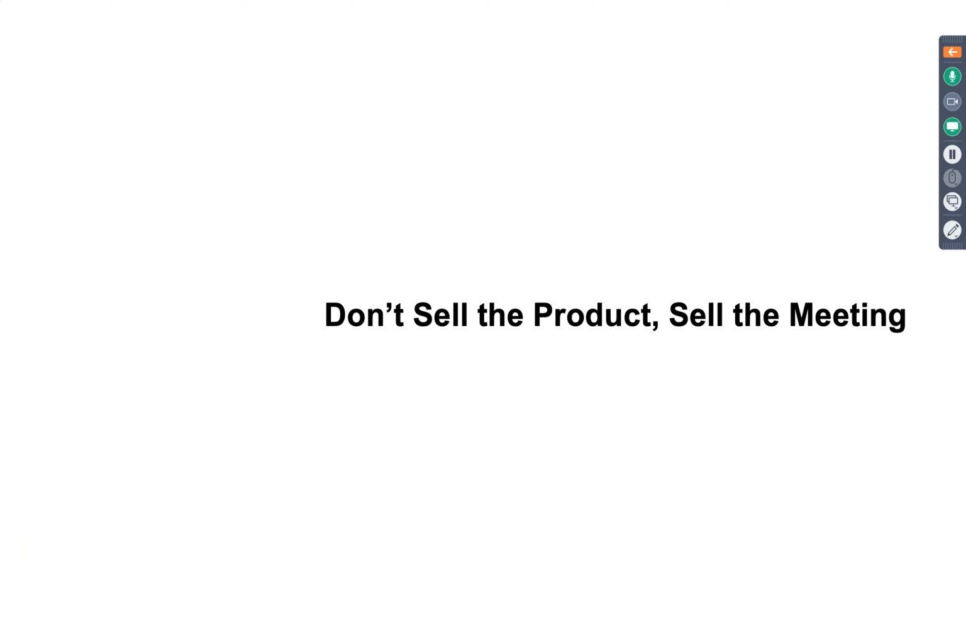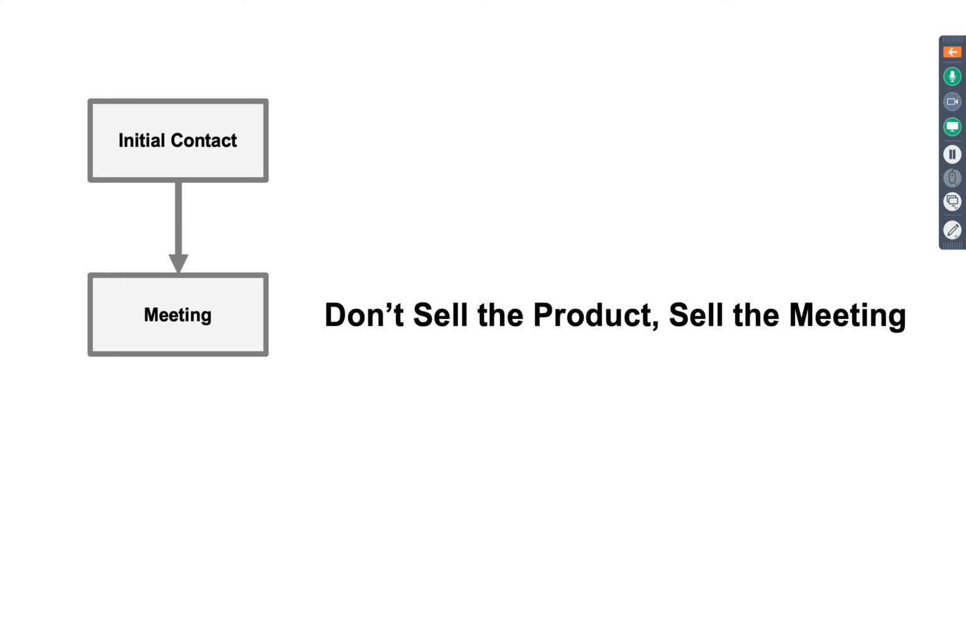Don't sell the product, sell the meeting. Something we talked about in a previous chapter, when we talked about the sales process, was that the first step in the sales process is the initial contact. From there, you're progressing to the meeting, and from the meeting, you're progressing to the presentation. When you are sending your email prospecting message, you are at the initial contact. So the next step is the meeting.